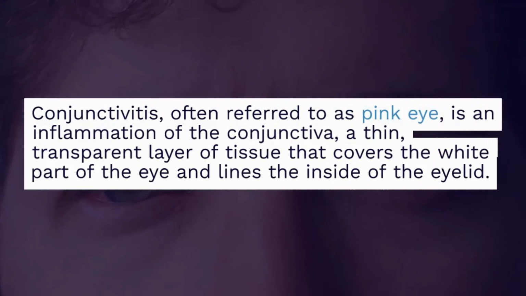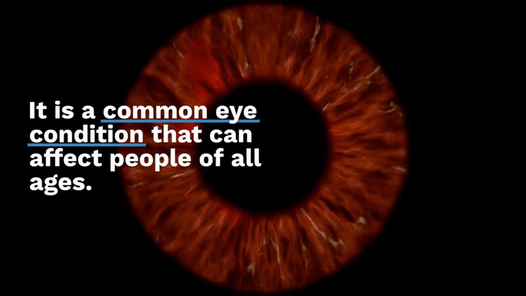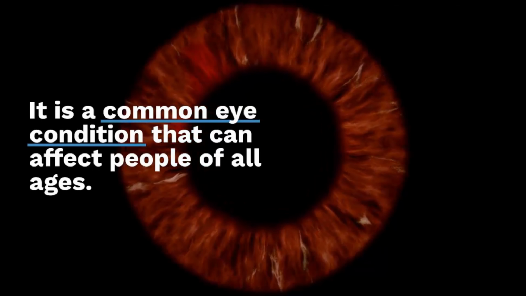Conjunctivitis, often referred to as pink eye, is an inflammation of the conjunctiva, a thin, transparent layer of tissue that covers the white part of the eye and lines the inside of the eyelid. It is a common eye condition that can affect people of all ages.